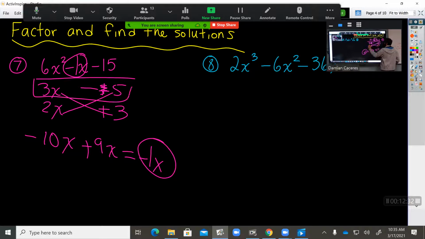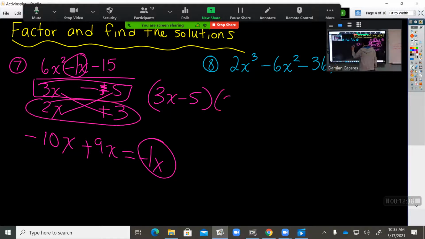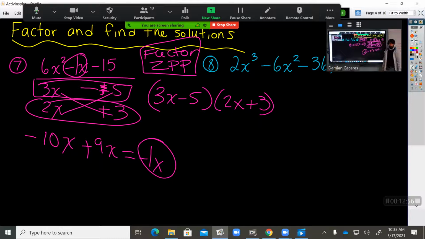3x minus 5 goes in one binomial. And the bottom part, 2x plus 3, goes in the other. So those are the factors. But this doesn't say factor only. It says factor and find the solutions. So after you factor, you use a zero product property to get the solutions, or the zeros, or the roots, which mean the same thing. So now let me show you.